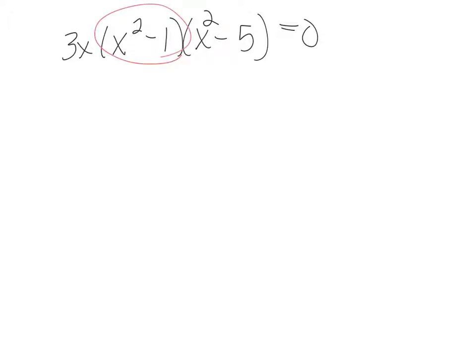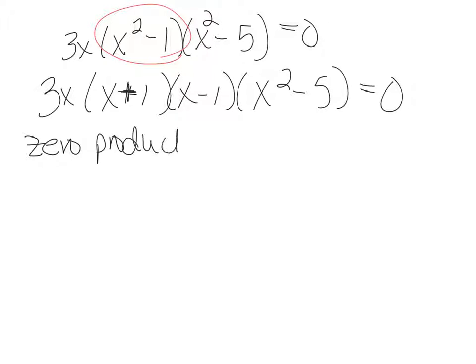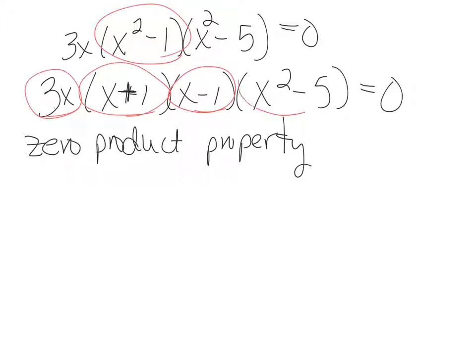Well, this binomial is a difference of perfect squares, so I can keep going. x squared minus 1 factors to x minus 1, x plus 1. Okay, now we're done. It's factored completely. We can find the solutions. It's called the zero product property. That means anything times 0 equals 0. What that means is if any of these pieces is 0, then the whole equation is 0. So I've got lots of OR statements here.